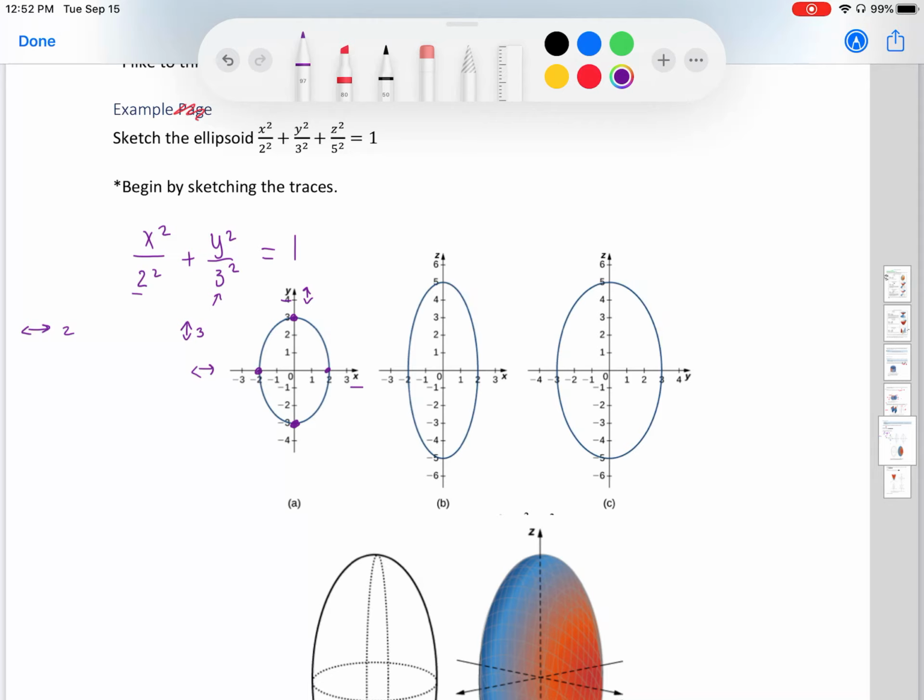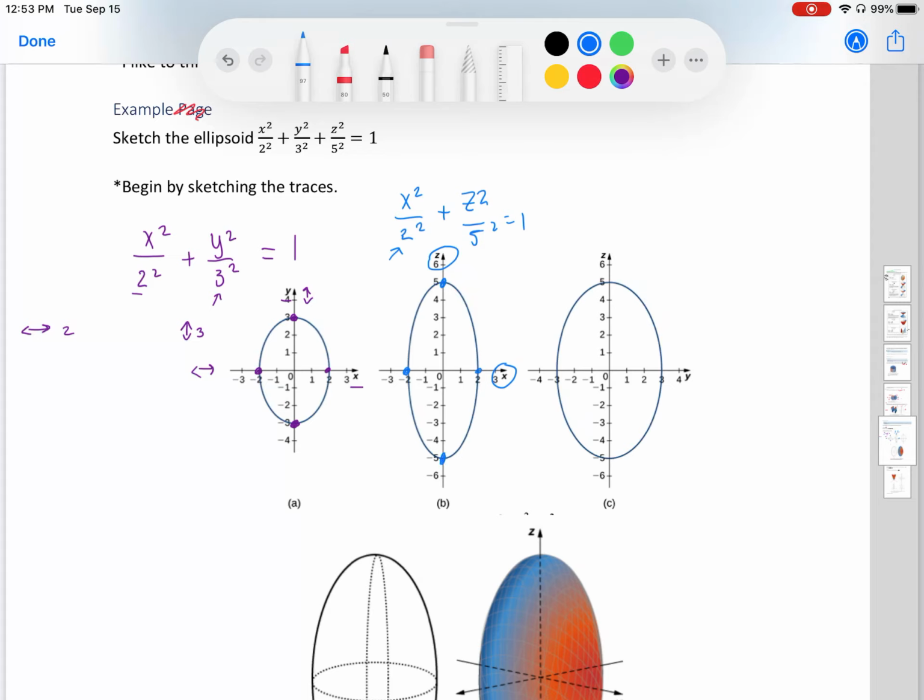Let's take a look at another function. In another trace, we're working only with the x and the z, so we're disregarding the y, so that we have x squared over 2 squared plus z squared over 5 squared equals 1. And this gives us our function. Our x-axis goes left to right 2, just as our denominator says, and our z-axis, which runs up and down, goes up and down 5 units, since it's centered at the origin.